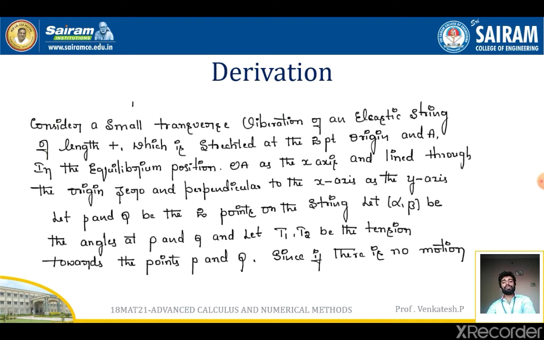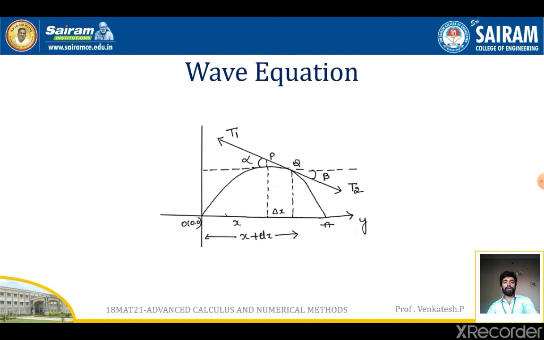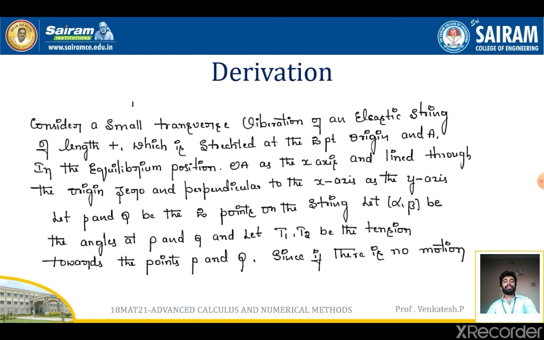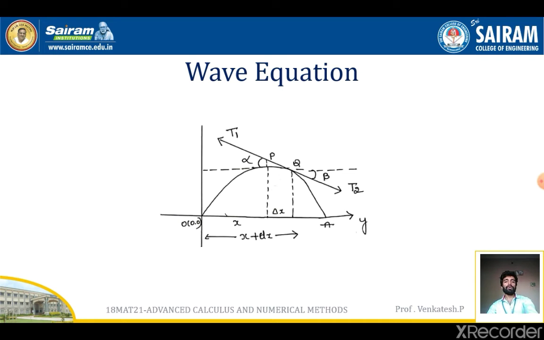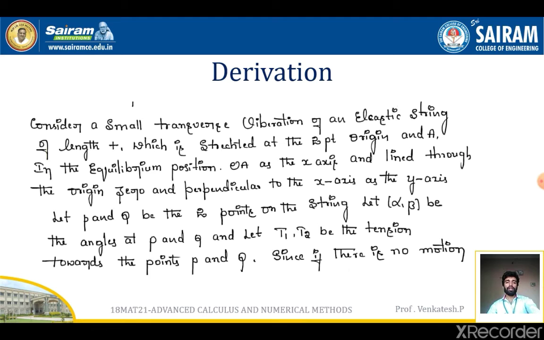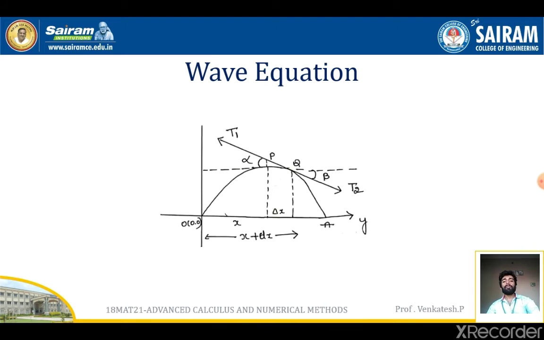Now let P and Q be 2 points on the string, and let alpha and beta be the angles at P and Q. So as I told, I am choosing 2 points P and Q on the string with angles alpha and beta. Let T1 and T2 be the tensions at the points P and Q. Here I have drawn a tangent at the points P and Q. So this tension T1 will be at the point P and this tension T2 will be at the point Q.